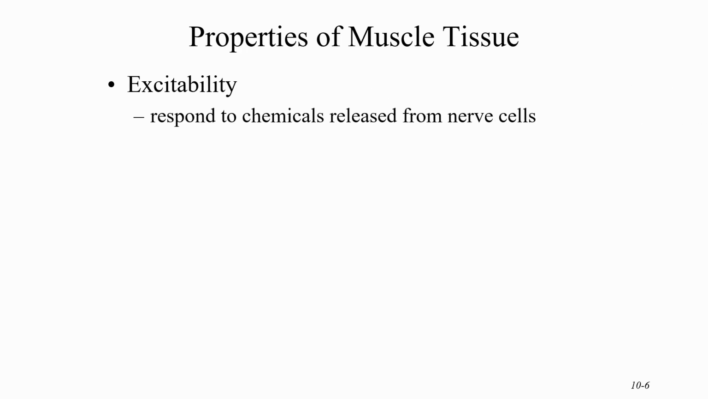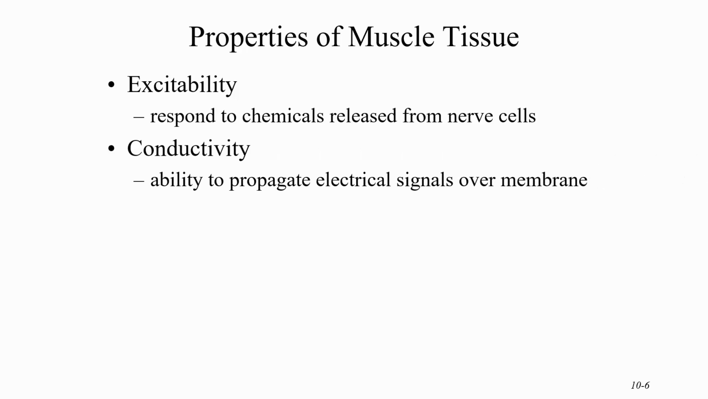Okay, looking at properties of muscles, we have excitability, and muscles can respond to chemicals that release from nerve cells. There's conductivity, and that's the ability to propagate electrical signals over the membrane. This is why we're able to measure those signals on the heart, and we can get what we call an EKG or an ECG, electrocardiogram. Okay, but we can also do that with our skeletal muscles too, with an EMG, electromyography.